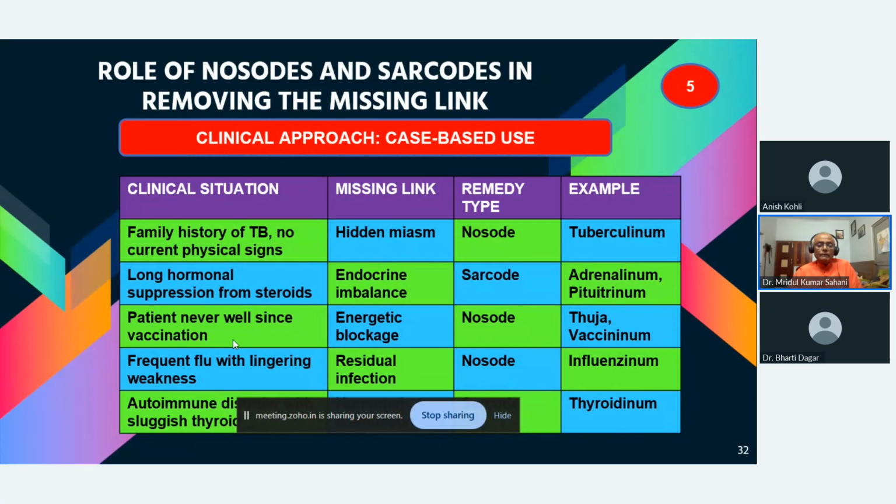Then the patient never well since after the vaccine. So this is an energetic block. You will require the nosodes like thuja or vaccinosis nosode. And frequent flu, that is a lingering tendency: relapsing fever, recurrent flu, recurrent cough and colds, weakness. So residual infections, nosodes and influenzinum. Autoimmune disease, so you have to use the sarcodes like thyroidinum, etc.